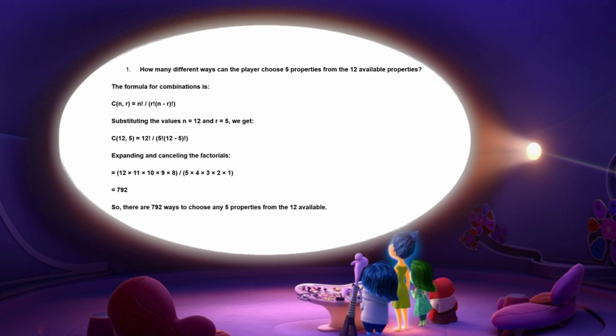We will also be utilizing the combination formula. This problem involves multiple cases, so let's start. First, we need to find the number of ways to choose 5 properties from 12 available properties using the combination formula. Now we will substitute the values n equals 12 and r equals 5. Then we will get this. Now we will expand and cancel the factorials, and that will give us an answer of 792 ways to choose any 5 properties from the 12 available.